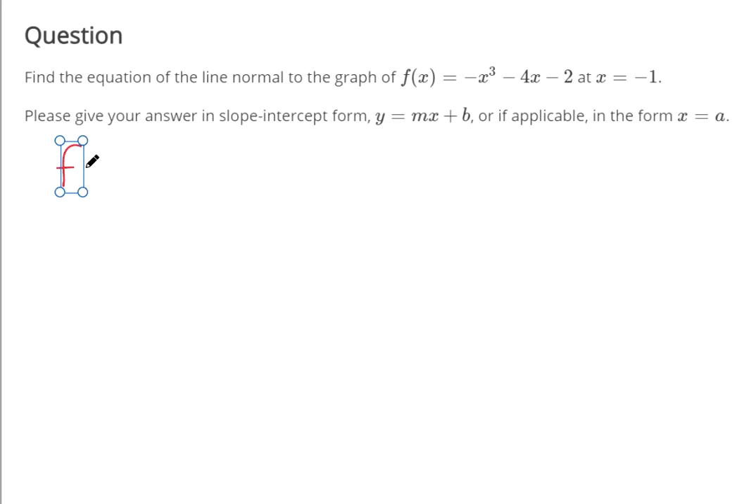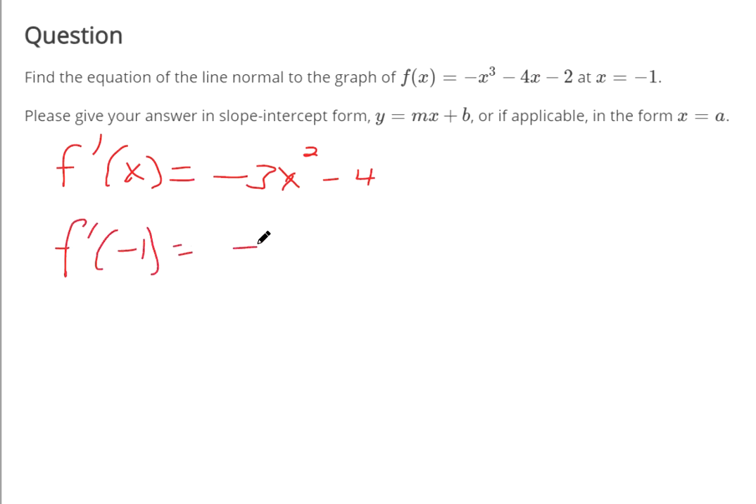Okay, so if we need a normal, then we need a slope, and that can be gotten from the derivative. So when we evaluate this derivative using the power rule, the 3 comes down, the power gets reduced by 1. The 1 comes down, multiplies, the power gets reduced by 1. And the derivative of a constant is 0. So we need to plug in -1. So that's -3 minus 4, so it makes -7. I think that's it. That's the slope.